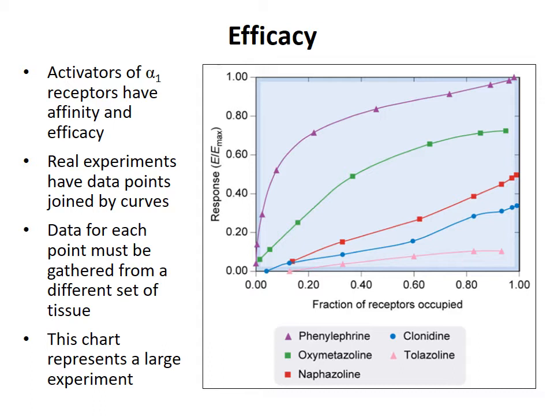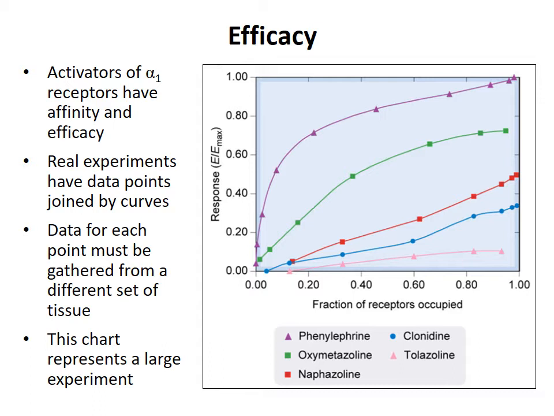Okay, and every one of these data sets would have to be gathered from a different tissue set if you're doing a real experiment. And this would represent a really high number of different experiments, or a high number of tissues. So normally, for each data point, you might have three tissues or three samples of tissue that you would test. And that would be for each data point, and then you do that for each drug. So this would be a really large experiment to do, unless you're really used to that. But essentially, I'm just showing you that they're all going to be different.